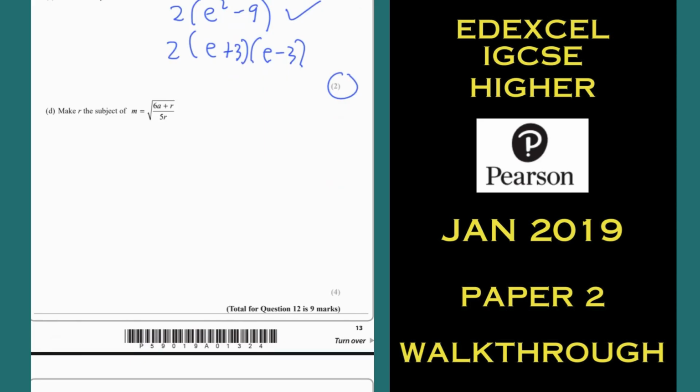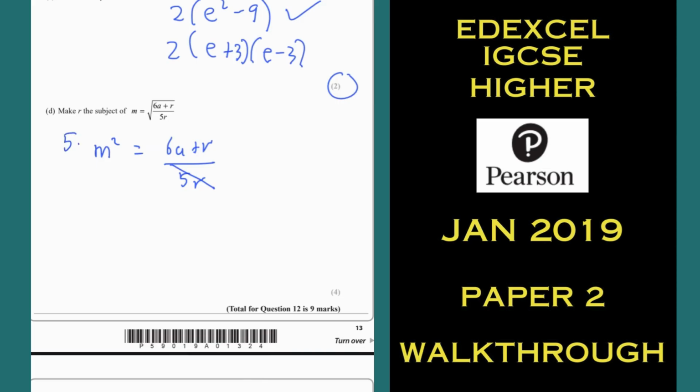Question D, transposition of formula, rearranging or changing the subject, whatever you call it, always do opposites. So get rid of that square root. Square everything. Left-hand side becomes that. Right-hand side, it disappears. Let's get rid of the denominator. Multiply both sides by 5r.